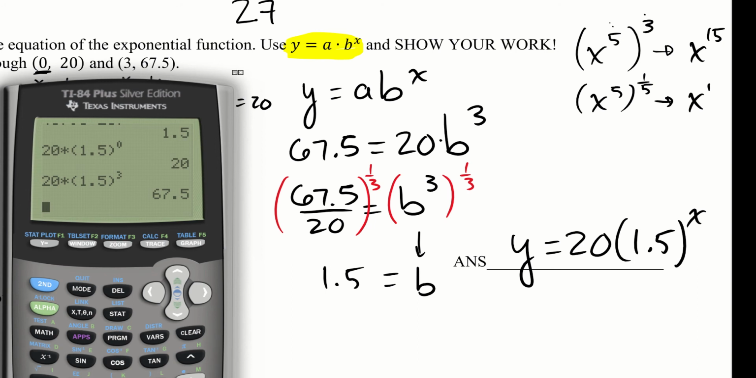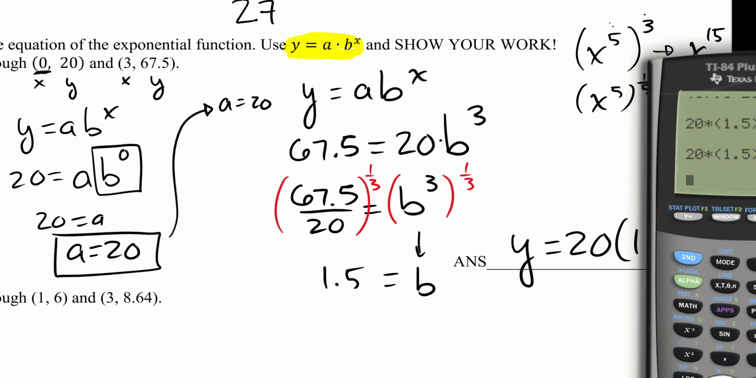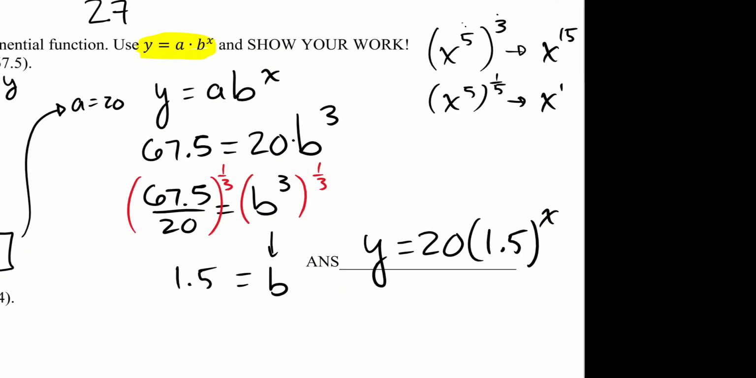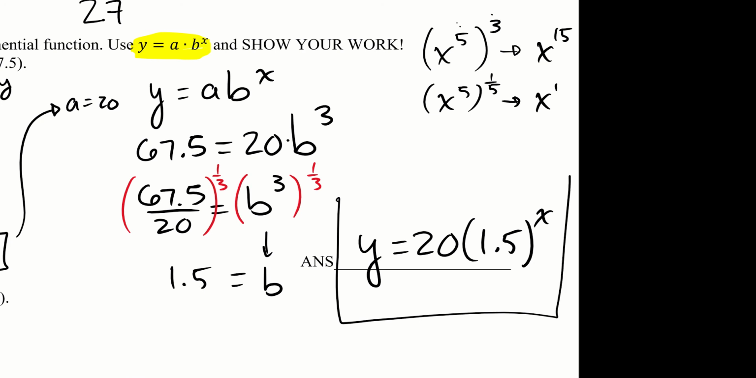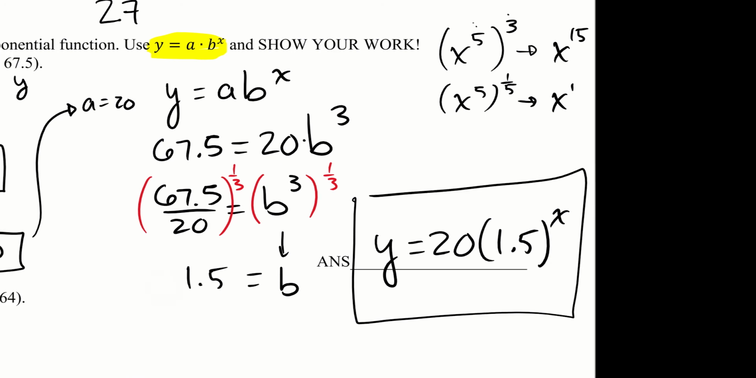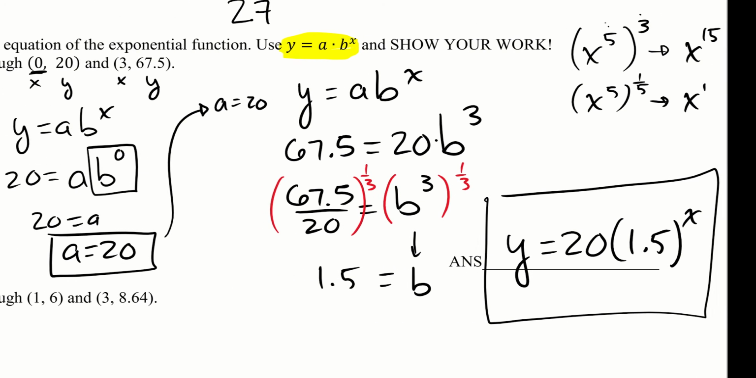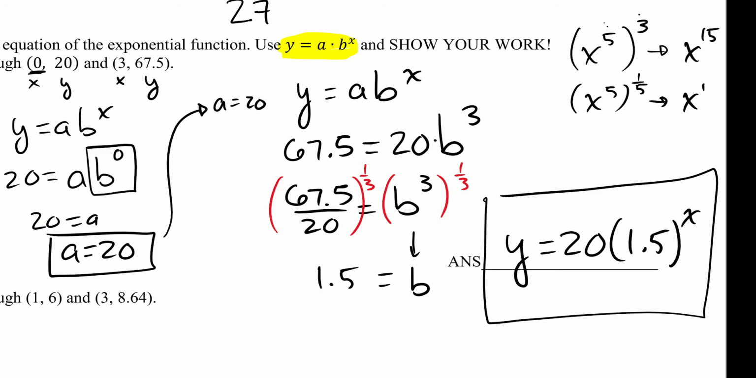So that took like, what, 20 seconds to plug in those values and make sure that this works. So this is the equation in the form y equals a b to the x that will go through both (0, 20) and (3, 67.5).